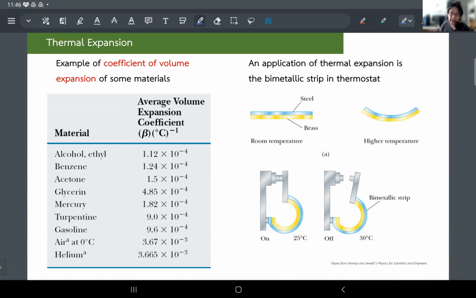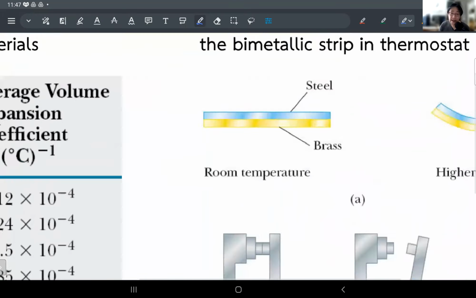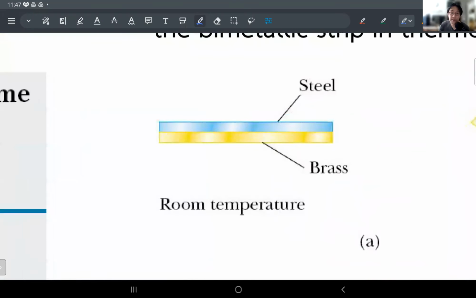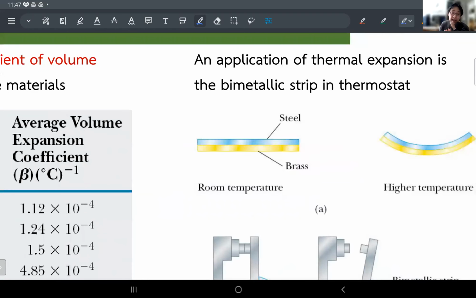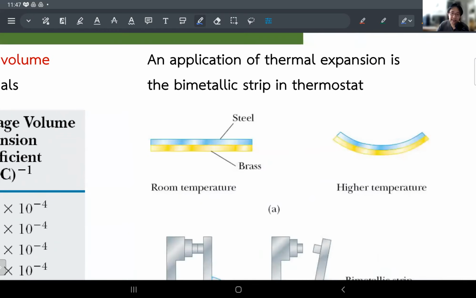Okay, and one quick application of this, you probably haven't seen anymore, except if you still have a super old air conditioner at home or some old temperature controller. They use these thermal expansion properties to control the temperature. You see that you have a steel and brass piece. It's called bimetallic. You use two types of metal that have different expansion coefficients. So when temperature is raised, the brass expands more than steel, so this bimetallic strip will bend.